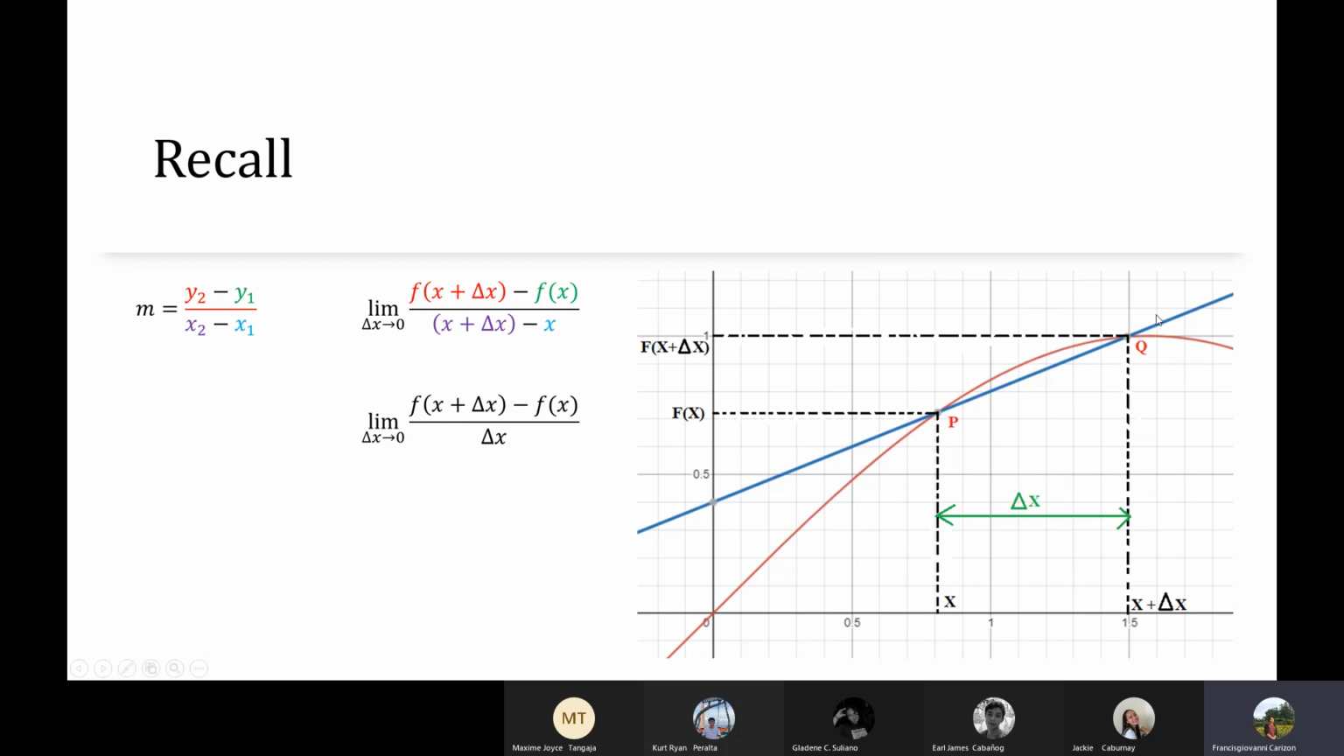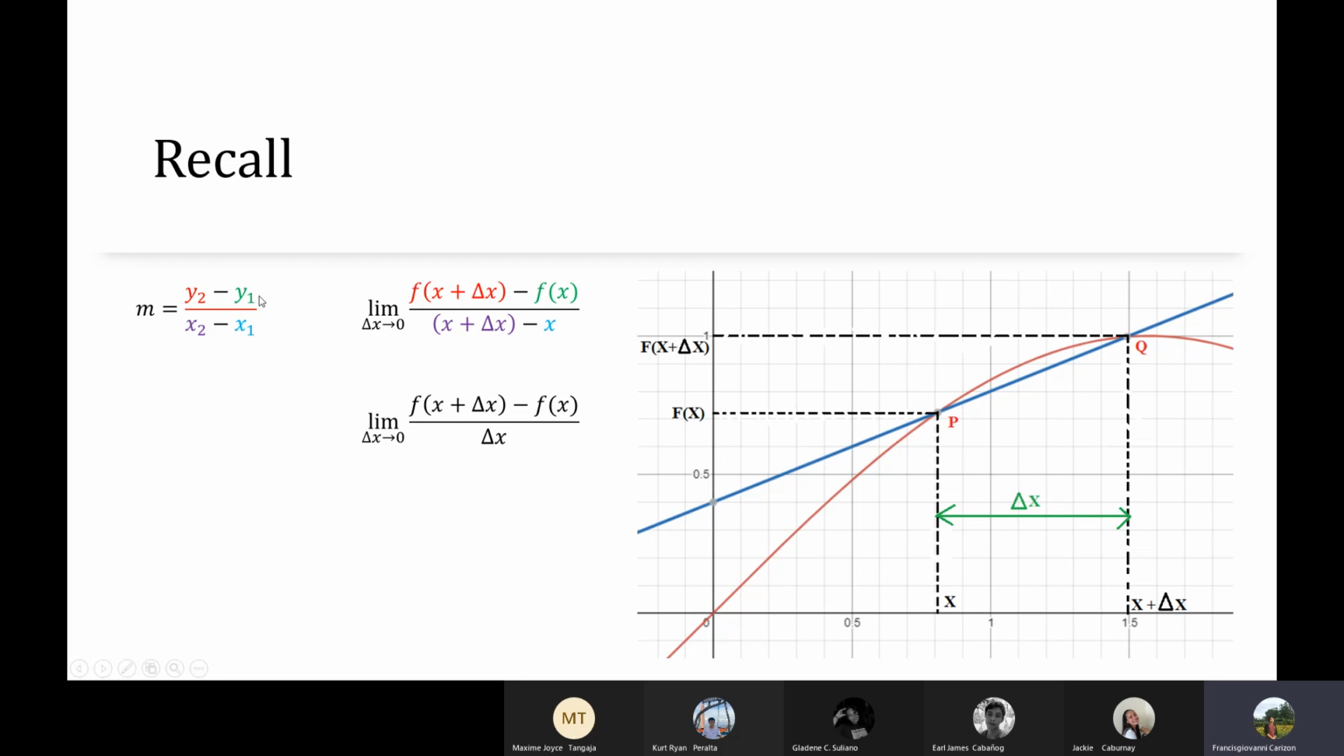Okay, so this second line, we will make it tangent. How? We approach delta x as 0. If delta x approaches 0, the blue line becomes tangent to the point on the red curve. So the initial point P is x, then the point Q is x plus delta x. The y point of Q is f of x plus delta x, and the y point of P is the original f of x.